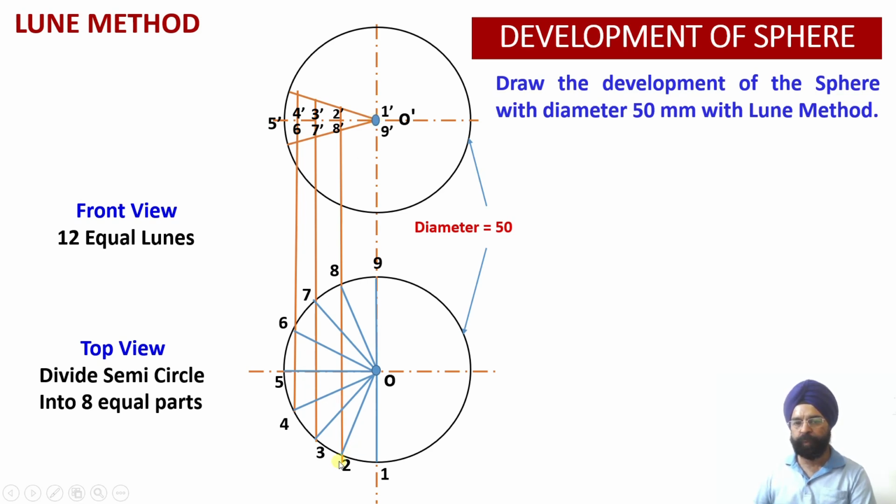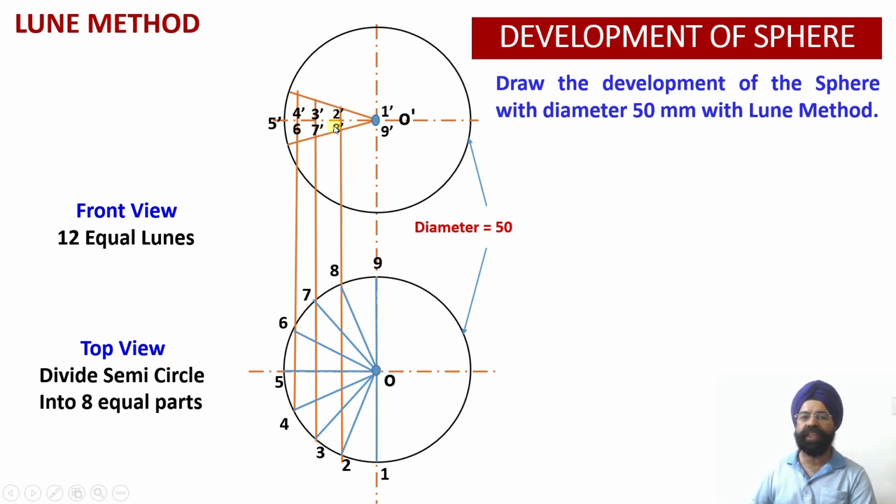Then corresponding to the segments 2 and 8, please check, corresponding to the first sector ending, that is 2 and 8 points. Now if I draw a vertical projector, this is going to be my thickness of the lune over there at the points 2 and 8.